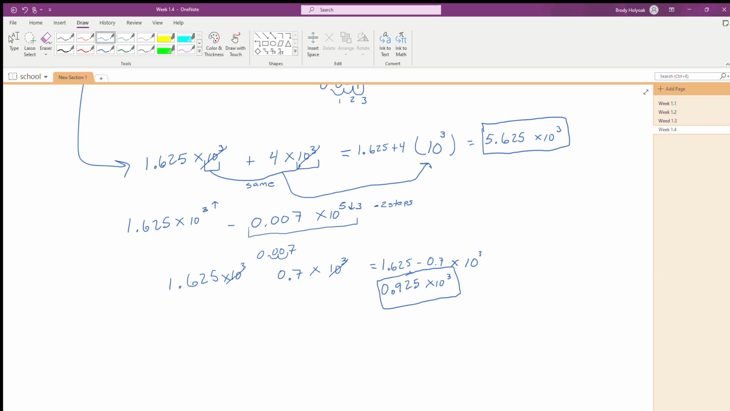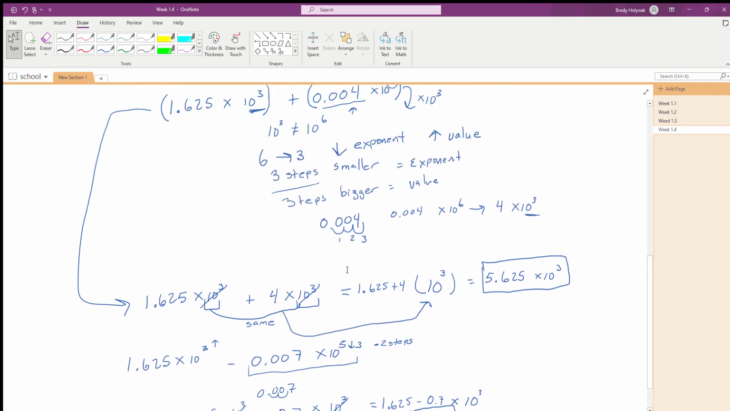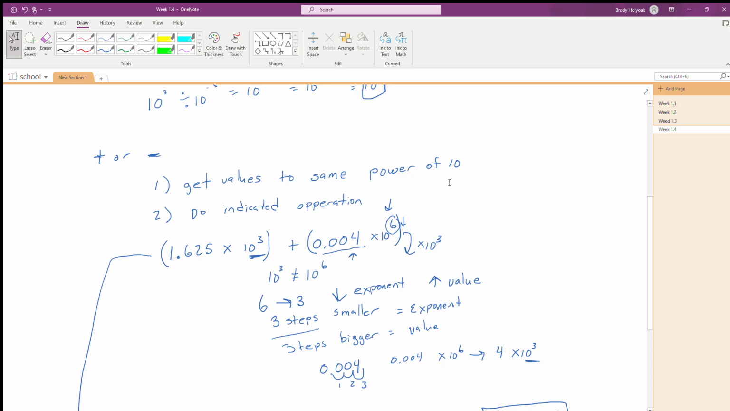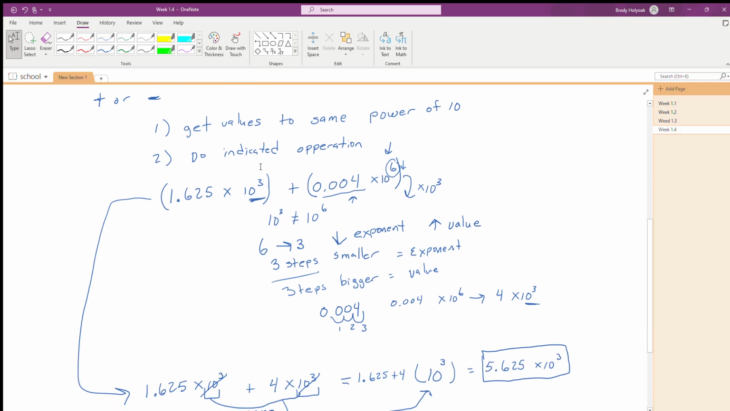So that's really the trickiest part with the powers of 10 in this aspect, the addition and the subtraction. So again, step one, we have to convert things to the same power of 10, and we just pick one and arbitrarily decide, it doesn't matter which way you go, and then perform the indicated operation.